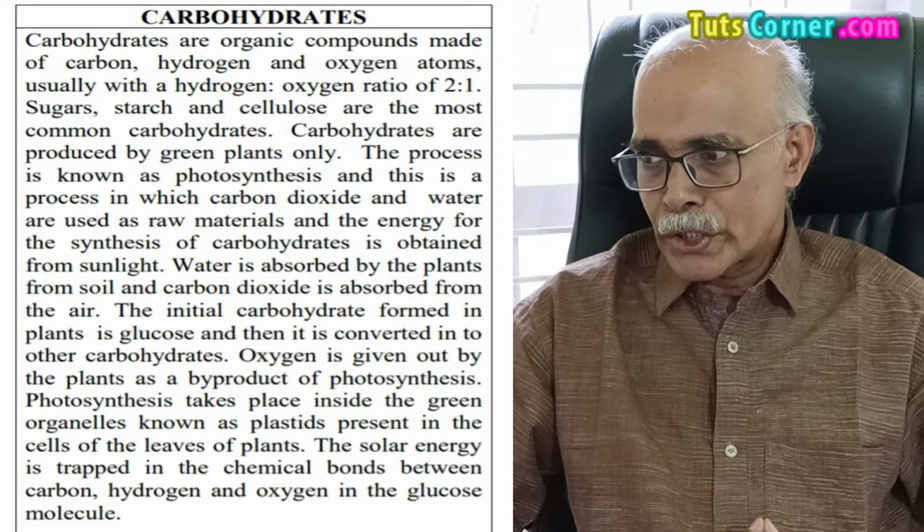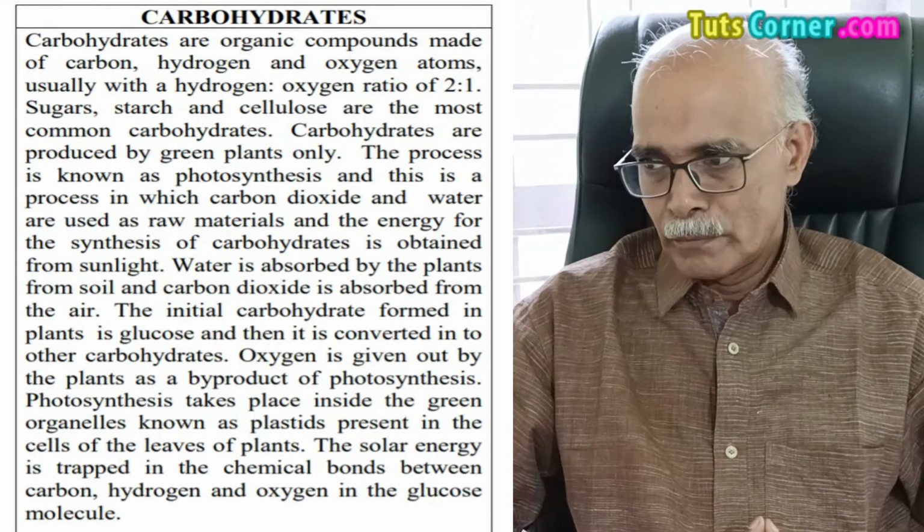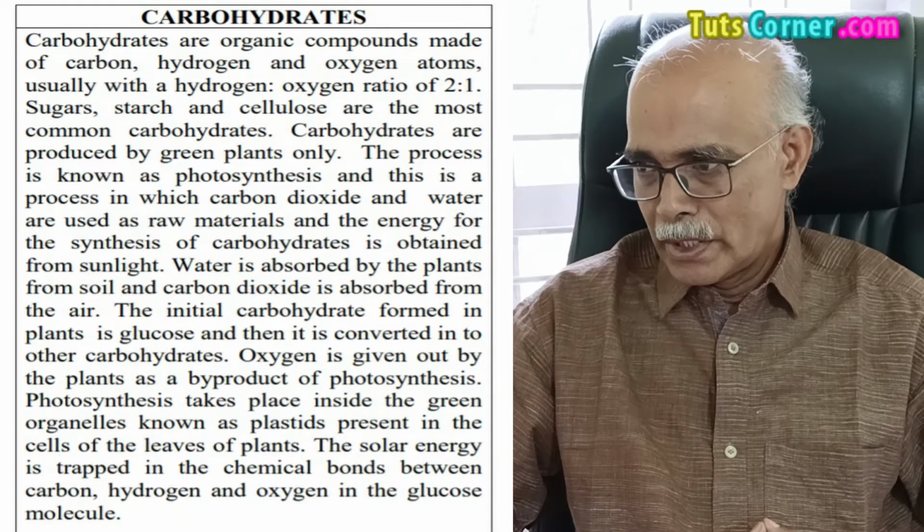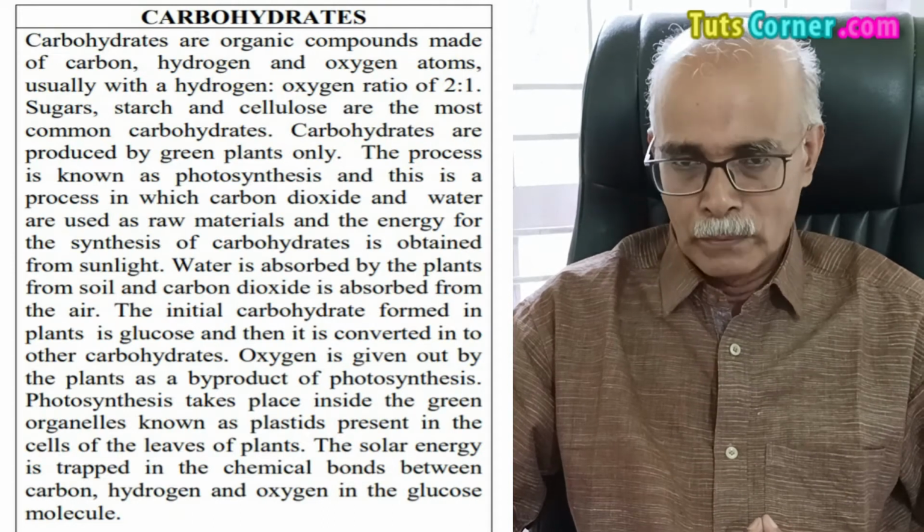The solar energy is trapped in the chemical bonds between carbon, hydrogen and oxygen in the glucose molecule. The general process of formation of glucose from carbon dioxide and water utilizing sunlight is shown in the equation shown here.